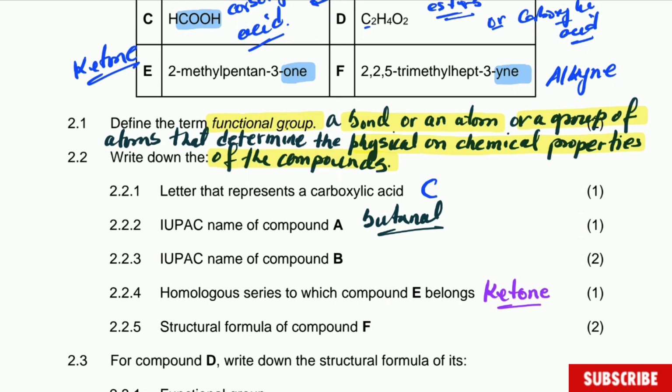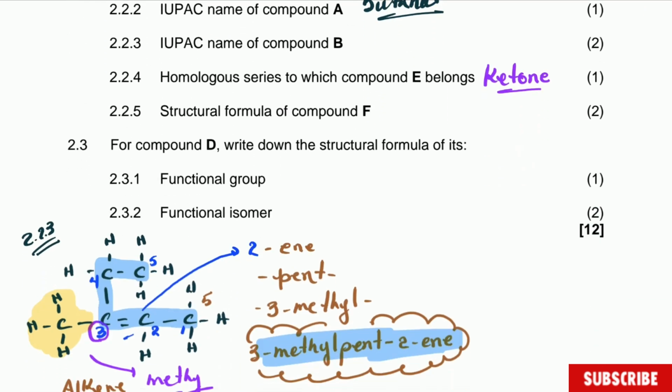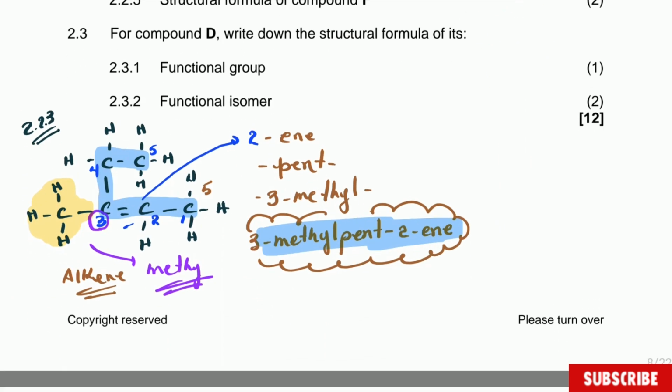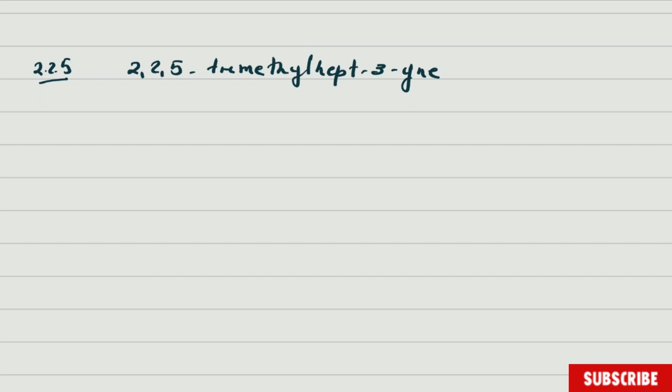Now you have to take compound F right here, which is an alkyne, and make sure you write the structural formula. So we are going to do that in a new page, it's not possible here, there's no space. And here we are. The compound is 2,2,5-trimethylhept-3-yne.